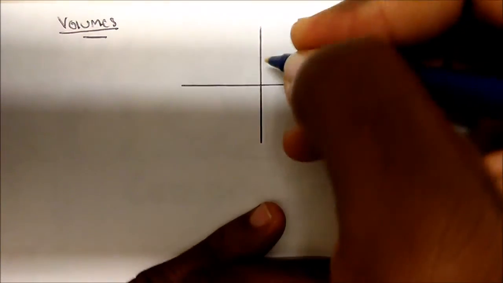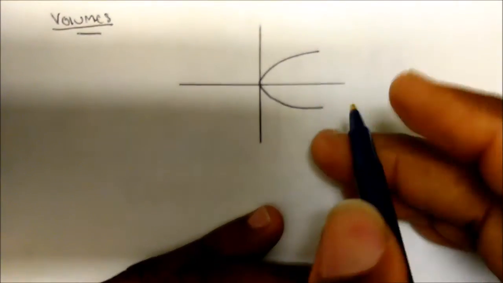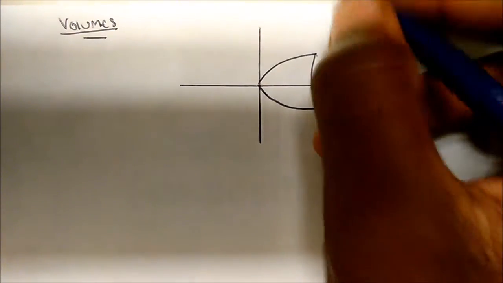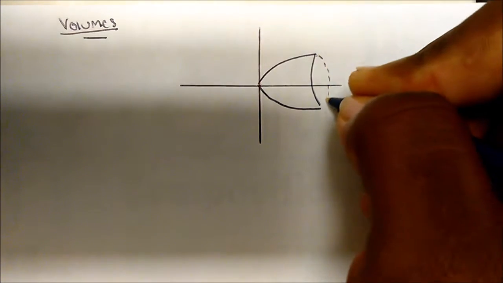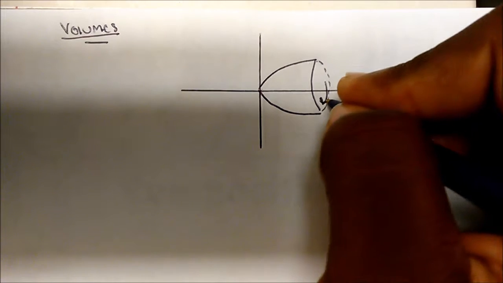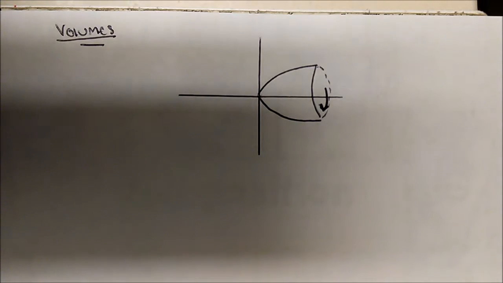So maybe if I'm given a function like x is equal to y squared, the idea is that I could slice this into a disk. I could actually rotate around several axes. So let's say my rotation is about the x-axis. Now I could rotate around the x-axis or the y-axis.